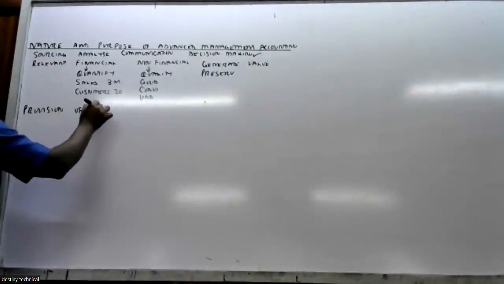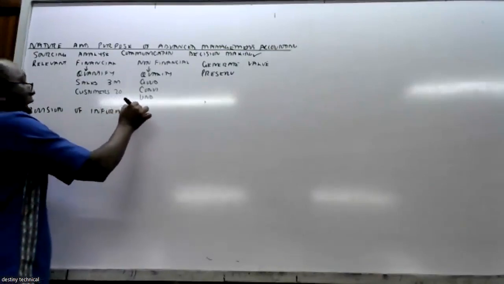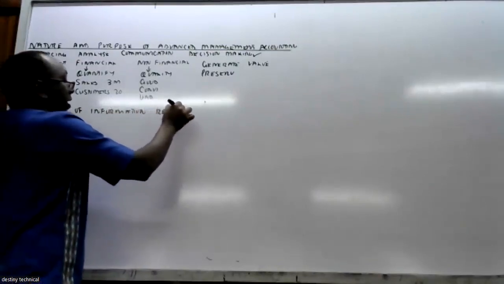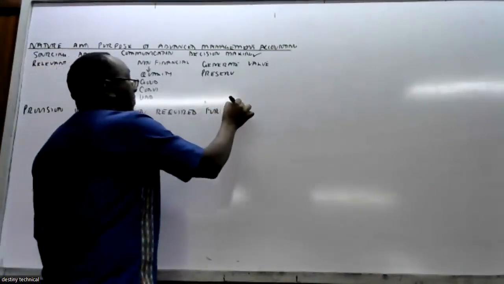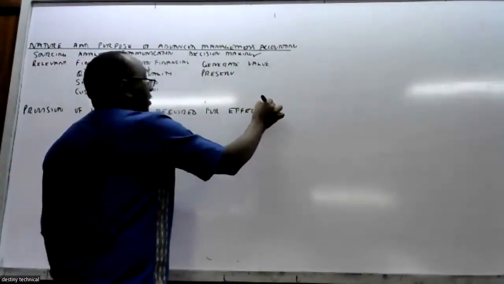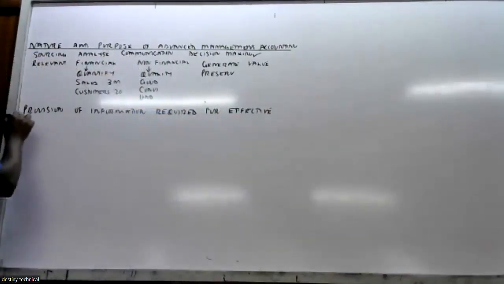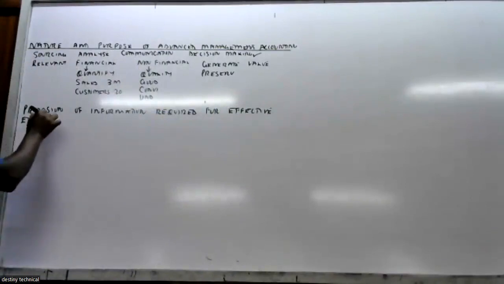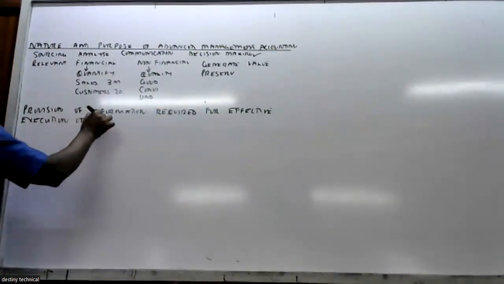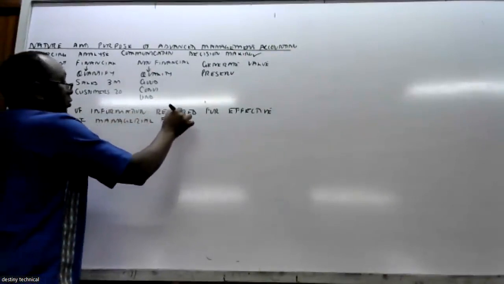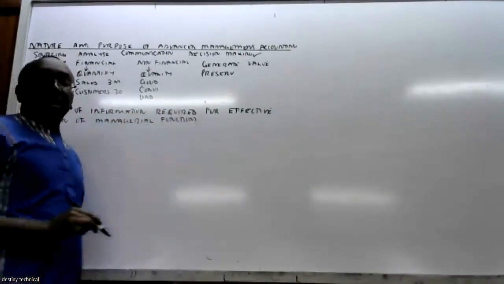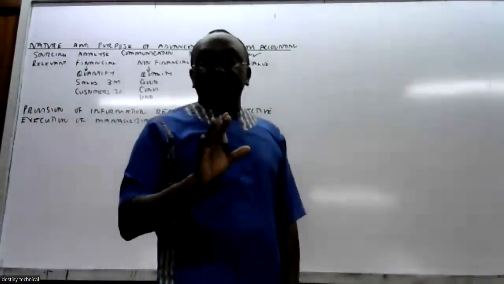Now, in very simple words, we define management accounting as the provision of information. That is the simplest definition. It is the provision of information required for managerial decision making, required for effective execution of managerial functions. That is how we can define management accounting in a very, very simple way.